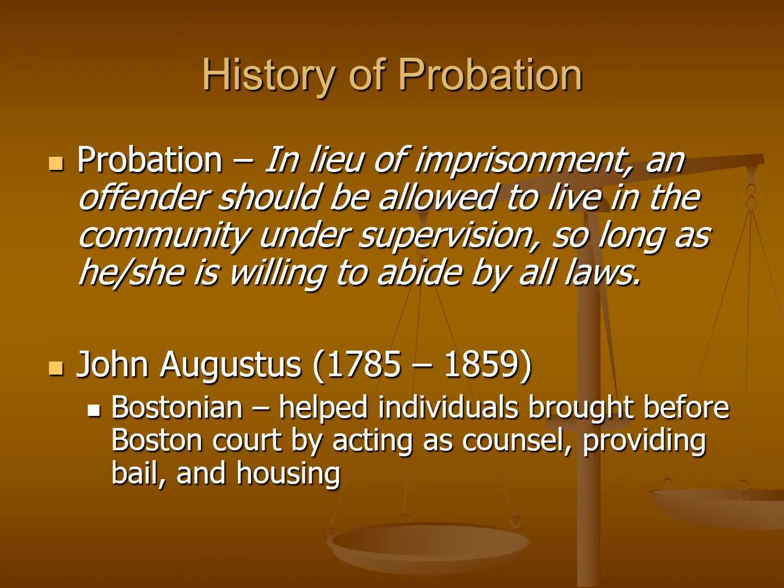John Augustus was a gentleman who lived in Boston in the late 1700s through the mid 1800s. He was an attorney who helped individuals brought before the Boston court by acting in multiple facets for them. He would act as their legal counsel. He would pay bail and almost act as their guarantee, like the modern day bail bondsman. And he would also sometimes find ways to assist these individuals with finding housing.